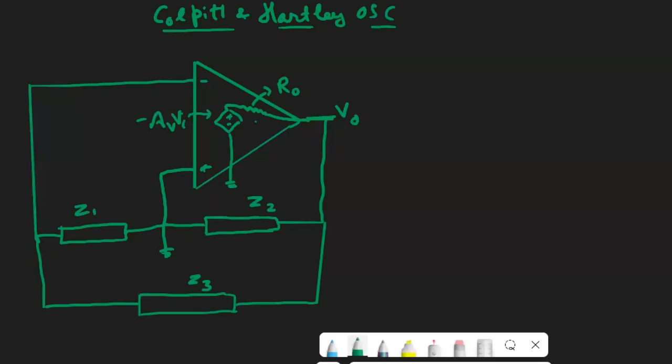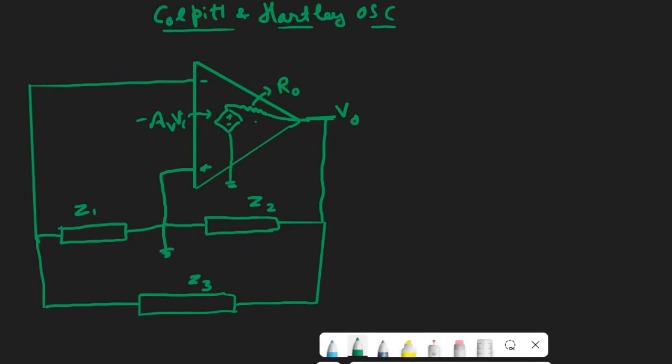Today's lecture is on the Colpitts and Hartley oscillator. Here is the diagram for both oscillators, with an op amp which has output resistance R naught and gain AV, and VI is the input. The frequency selective network or feedback network has three impedances Z1, Z2 and Z3. These can have different values depending upon whether we want to make it a Colpitts or Hartley oscillator.